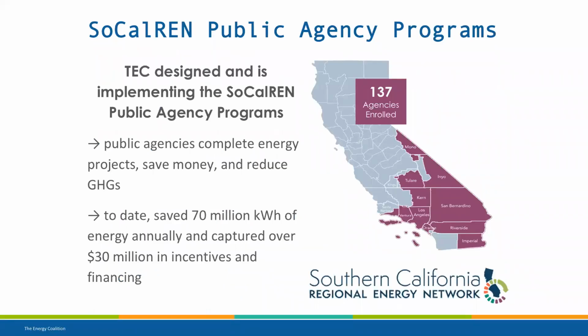So the Energy Coalition is the designer and implementer of the Southern California Regional Energy Network public agency programs. This program operates in Southern California gas territory. We serve public agencies, K through 12 schools, and water and wastewater districts as well. To date, we've helped save over 70 million kilowatt hours of energy annually and captured over $30 million in incentives and financing to help get projects done.